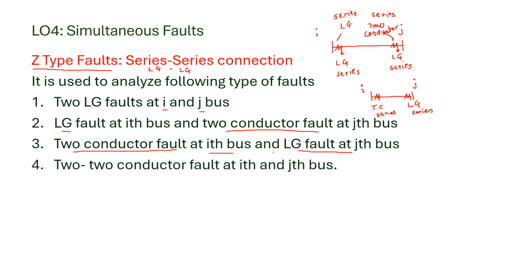Then we have two conductor open faults. So two conductor fault at ith and jth bus. So suppose I have an ith bus and then we have a jth bus, and at both the buses we have two conductor open. Then still it is a series type of fault, that is Z type of fault. So in the exam, if they ask you about Z type of fault, then you should write it is series connection and it is used to analyze the following types of faults.